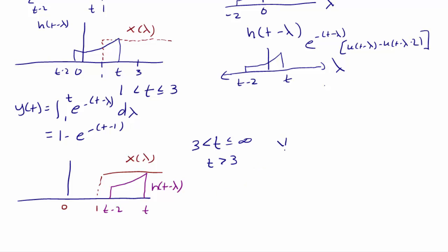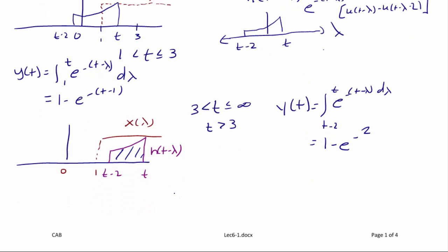And for this region, y of t is equal to the integral from t minus 2 to t, right, because the overlap happens here, of e to the negative t minus lambda d lambda, which equals 1 minus e to the negative 2.